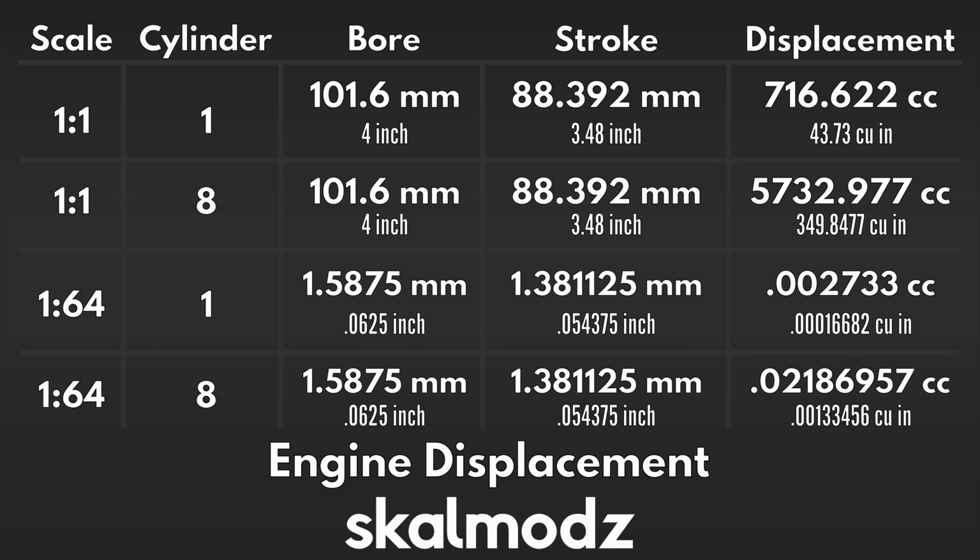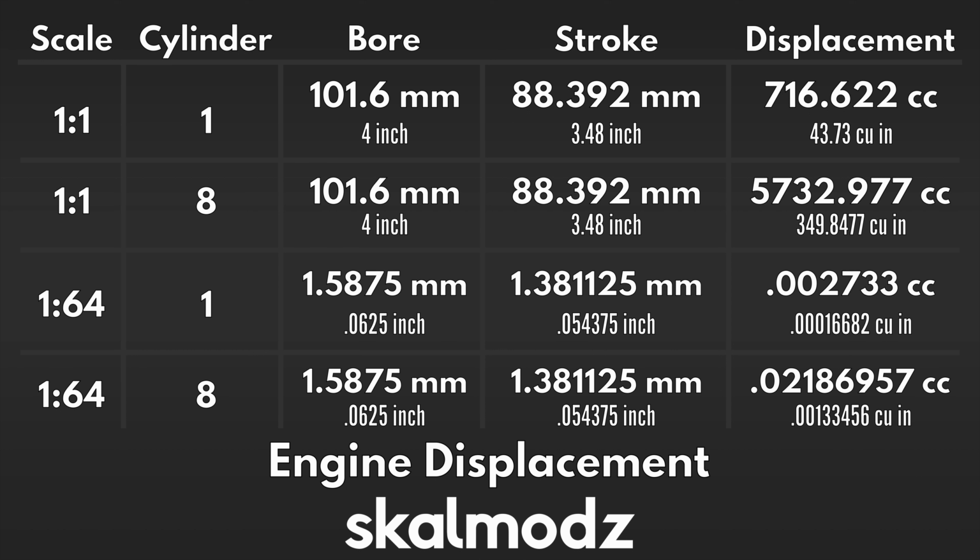This table demonstrates the dimensions for the example engine converted into a scale of 1 to 1 and 1 to 64. You'll notice that in this table and at these two scales, we have a 1-cylinder engine and an 8-cylinder engine. So in this table, we can see how multiple cylinders affect engine displacement. The 8-cylinder engine would have a displacement of 5732.997 cubic centimeters or 349.8477 cubic inches at a scale of 1 to 1.